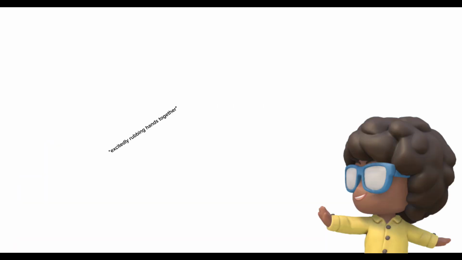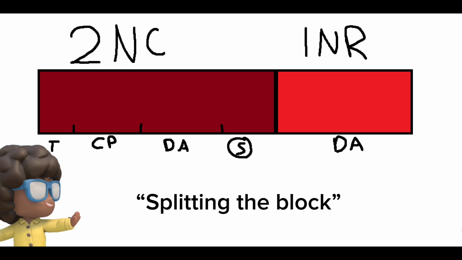Alright then, Kevin, let's talk about specifics. In policy debate, the negative block has a couple of specifics that make it extremely powerful. Number 1, the ability to split up your arguments between 2 different speeches. We call this splitting the block.